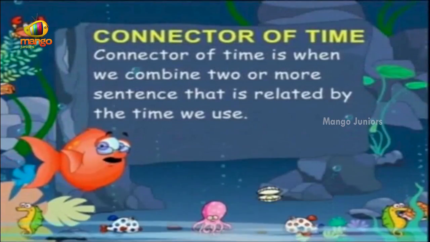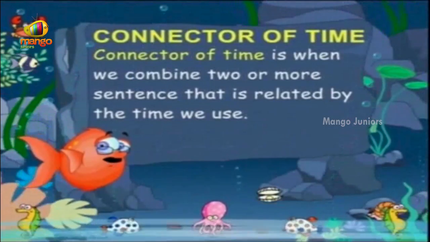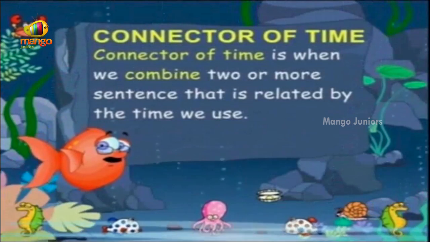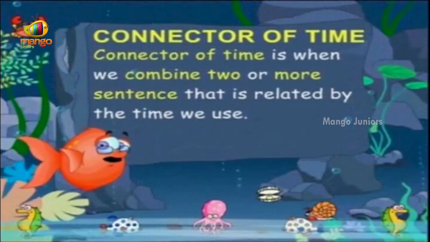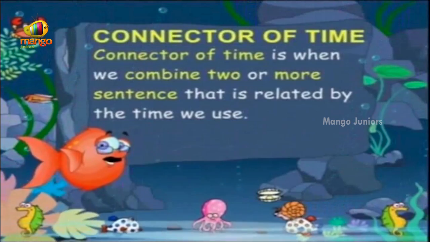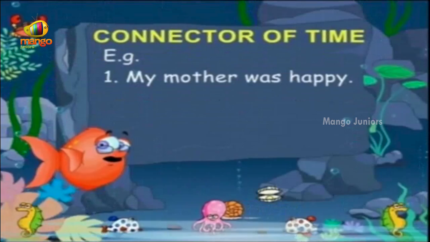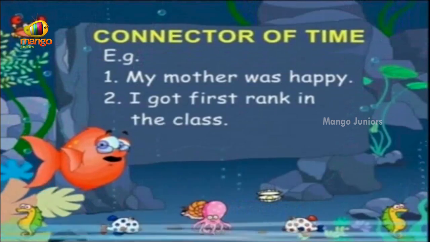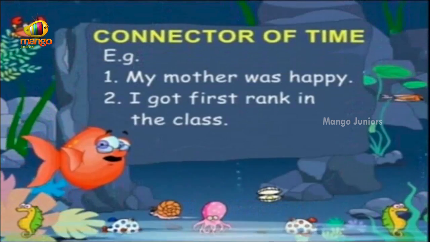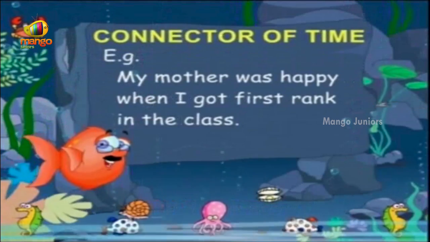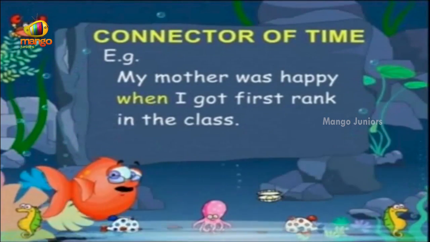Connector of time. Connector of time is used when we combine two or more sentences that are related by time. Example, my mother was happy. I got a first rank in the class. My mother was happy when I got a first rank in the class.